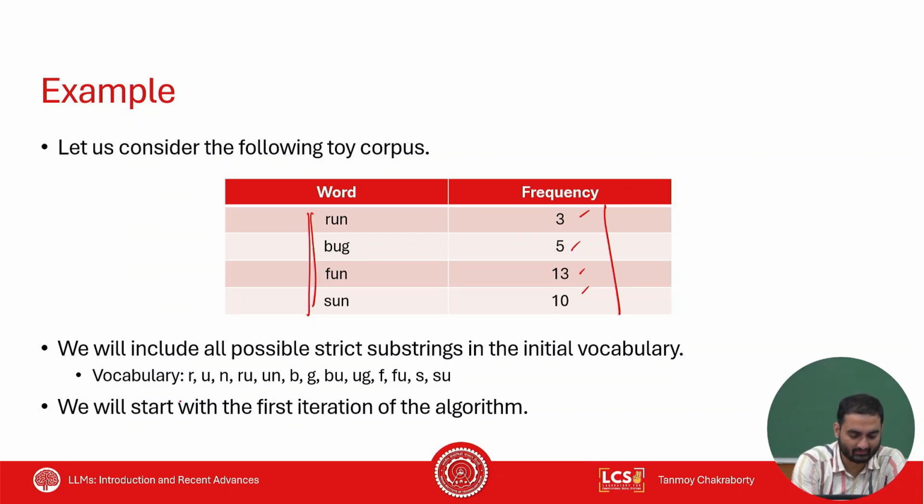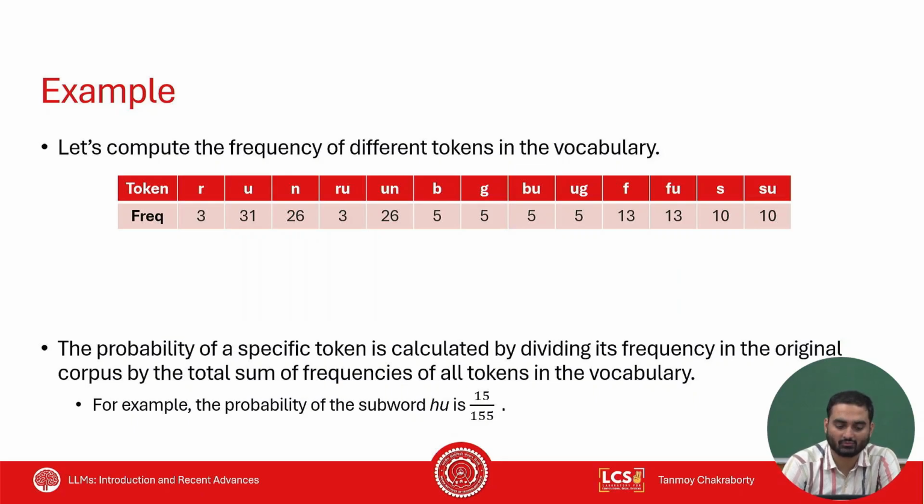Let's say we start with this vocabulary, where R, U, N, RU, UN, B, G are present. There is no hash used here, by the way. These are the kind of vocabulary tokens used in BPE. Therefore, I said that we can just run BPE at the beginning to curate the initial vocabulary for Unigram language model tokenization. Now these are my initial vocabulary tokens, and these are the frequencies: for R this is 3, for U 31, and so on.